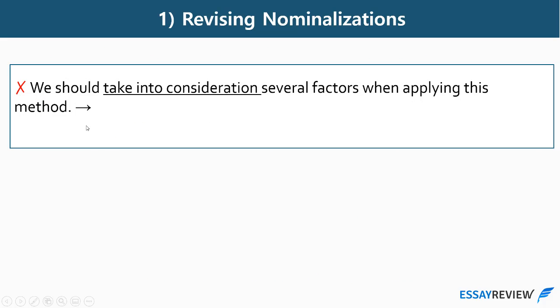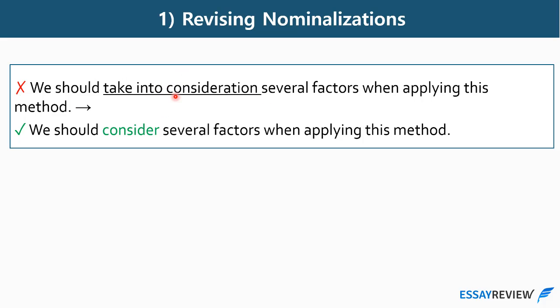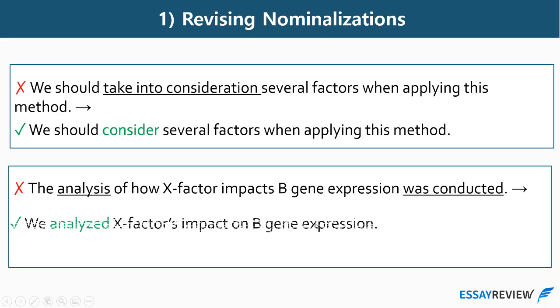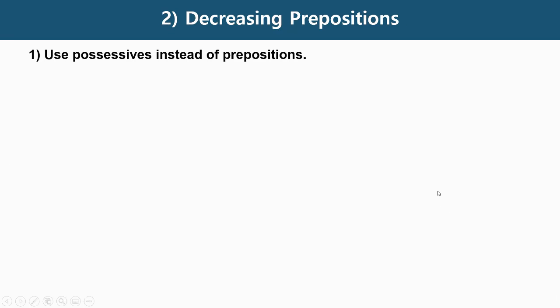Let's see if we can do these together. "We should take into consideration several factors." What's the stronger verb here? Yeah, consideration is a nominalization. So get rid of "take into" and just "we should consider." How about this? "The analysis of how X factor impacts B gene expression was conducted." Okay, good. You can make a new subject. I like "we." "We" is okay. Or yeah, "We analyzed X factor's impact on gene expression." So much easier to read when you get rid of the "of" here too, and the passive voice.